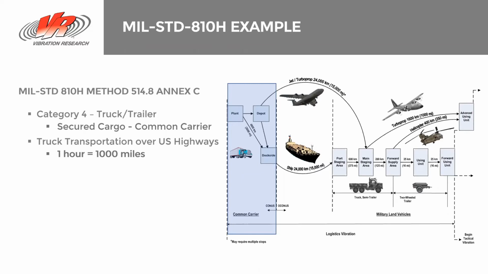I just happened to pick this one. I looked up the specification and looked inside the 514.8, which is the vibration section of the test, Annex C. Then I found category 4, which is for a truck and trailer. This is for secured cargo on a common carrier. That means a pretty standard truck where the cargo is secured inside of the truck and the truck is going over US highways.